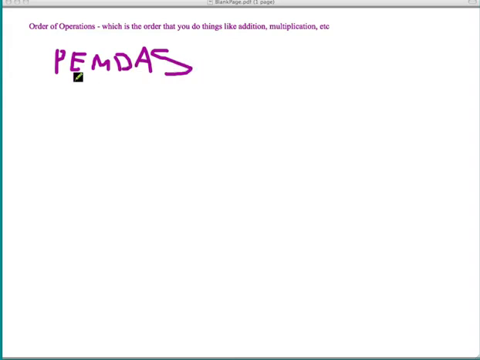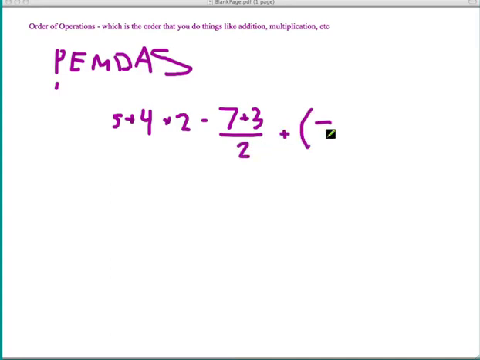So what this means, the first one is parentheses. So when you have an expression, I'm going to write one up on the screen here. So let's say we had 5 plus 4 times 2 minus 7 plus 3 divided by 2 plus 7 minus 1 squared.